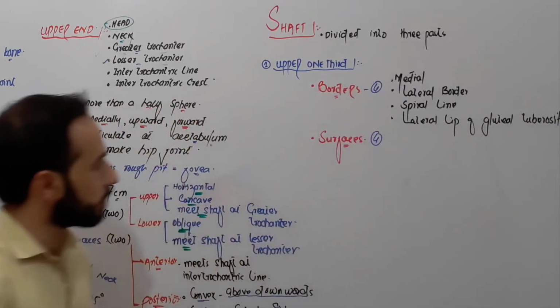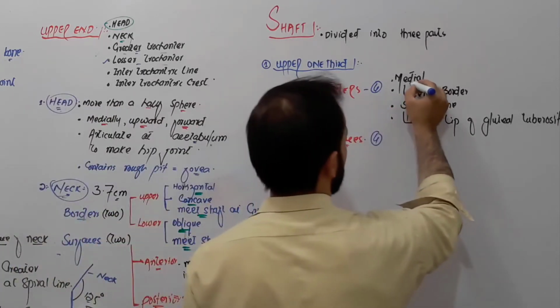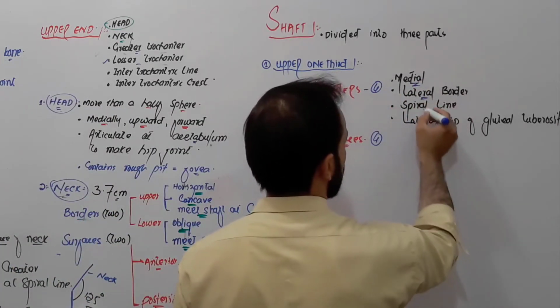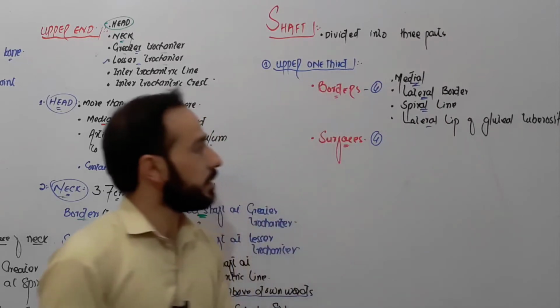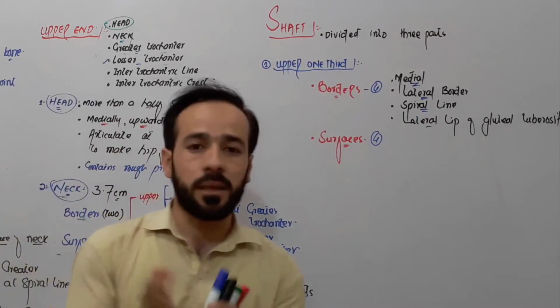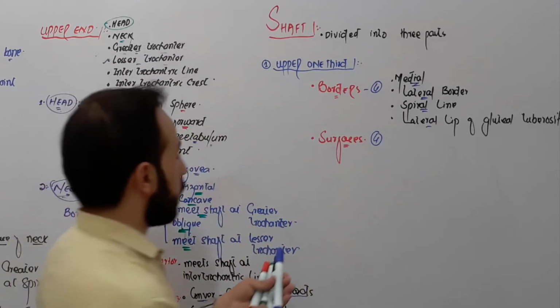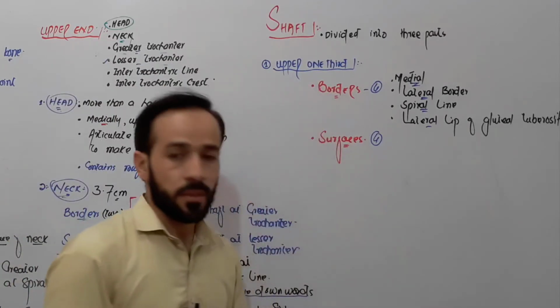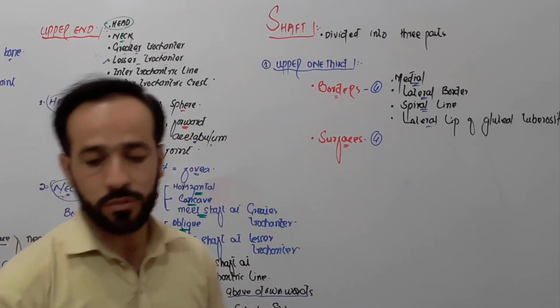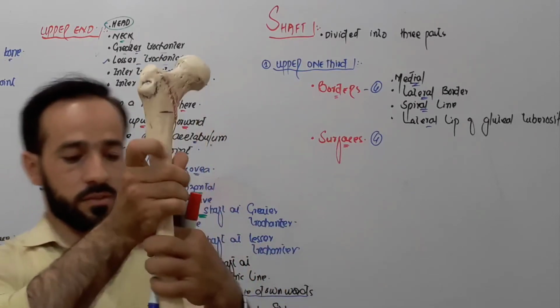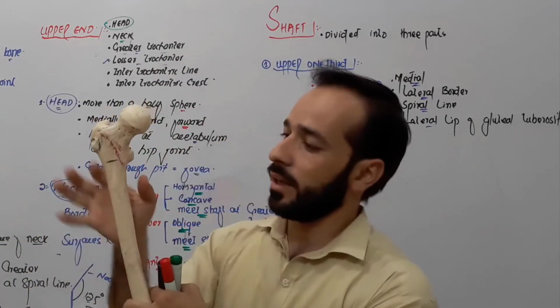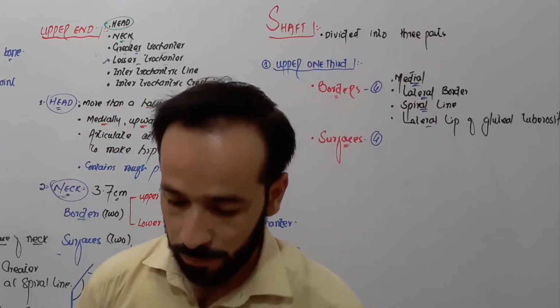Done. So how many borders does it have? It has 4 borders. The medial border, the lateral border, the spiral line, and the lateral lip of the gluteal tuberosity. Now look carefully how many surfaces it has. It has 4 surfaces. So let me show you here, my dear friends. This is the right femur, right? And we are discussing this upper 1/3.